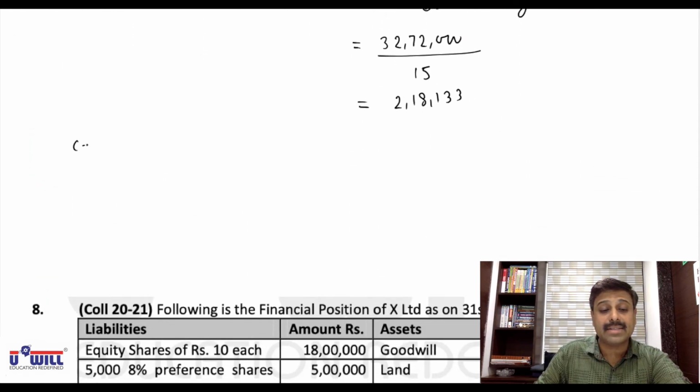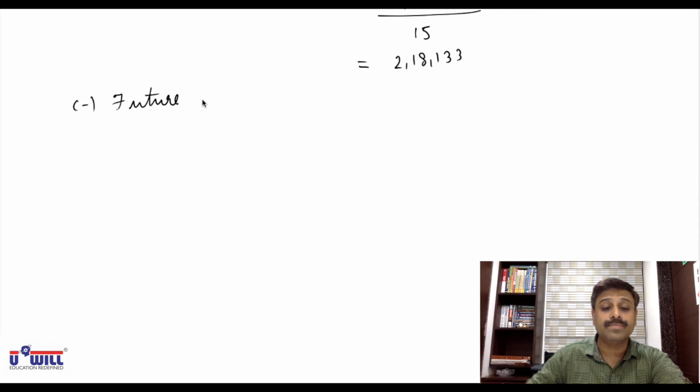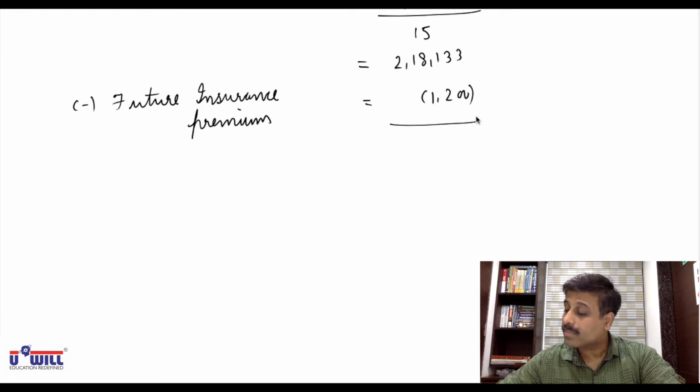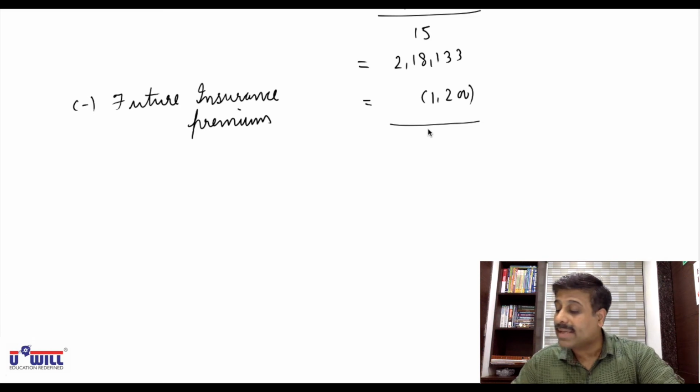So minus future insurance premium, that is 1,200. Here we'll minus it. We'll get 2,16,933.